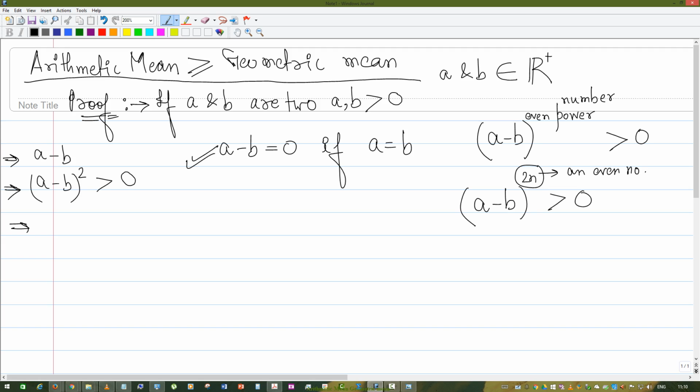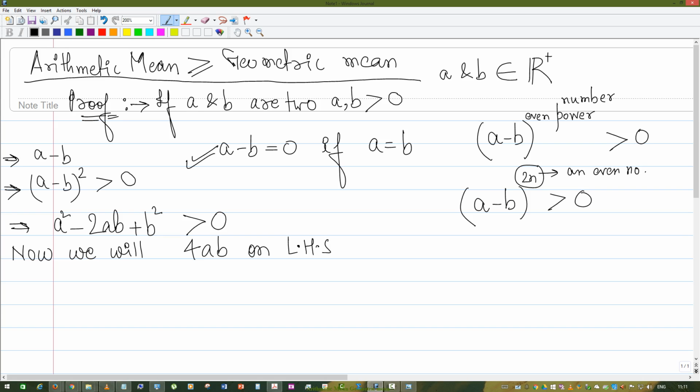So now what we will do is expand: A square minus 2AB plus B square. This is again greater than or equal to 0. Now we will add 4AB on both LHS and RHS. And why are we doing it? For now, just assume we are doing it for fun, for some sort of amusement. And this amusement is not mathematically wrong as well.